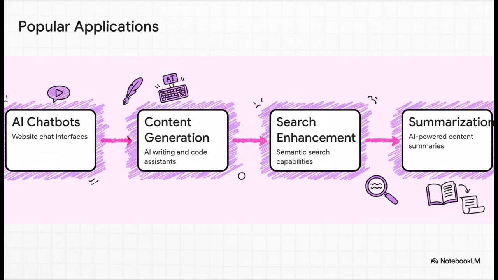And the use cases are pretty much what you'd imagine. Of course, AI chatbots are the most popular starting point. But beyond that, we're seeing people build some really awesome content and code generation tools. They're also using it to power up their site search with semantic understanding, and they're adding things like text summarization features. All the stuff that used to be a massive pain to build on the front end.